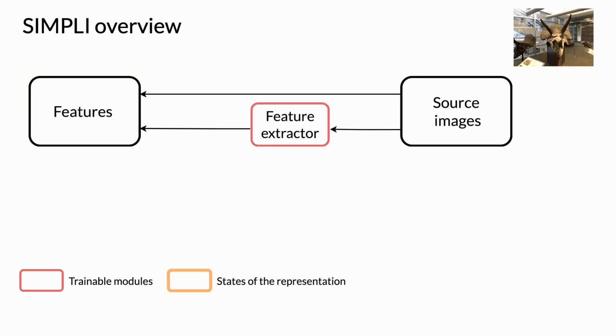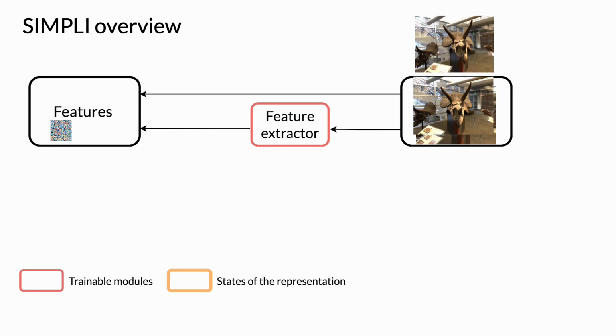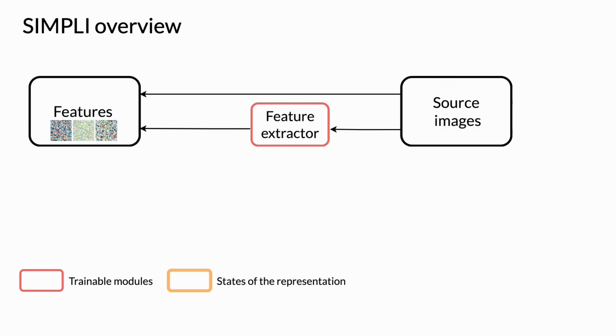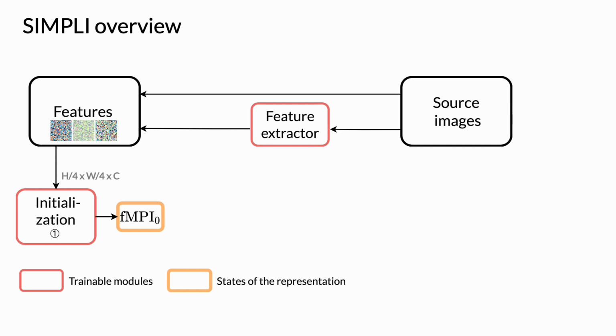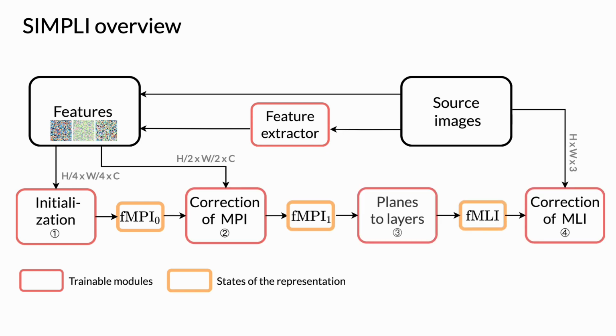Here we present a short overview of our approach. First, we process each input image to extract the features. Next, we aggregate all this information to initialize the multiplane representation in the feature domain. Then we conduct an error correction step, merge rigid planes to the adaptive layers, and further improve the textures of layers with the information collected from source views.